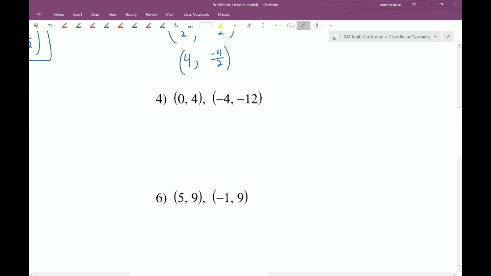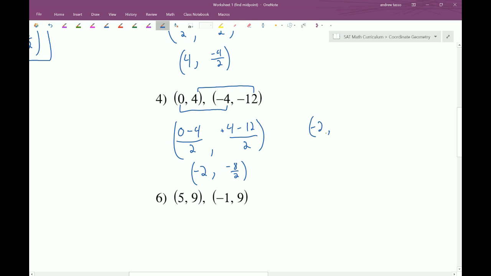And how about one more example? So here we're going from 0 to 4, so we have to add these numbers. 0 plus -4, and then divide that by 2. And then for the y values, I do 4 combined with -12, divide that by 2. So here I get -4 over 2, which is -2. Here I get -8, divided by 2, and that's just going to equal -4. So that's my midpoint. It's the middle of these 2 points.